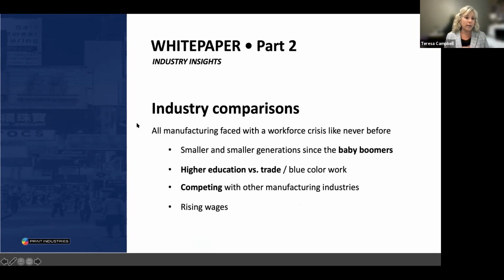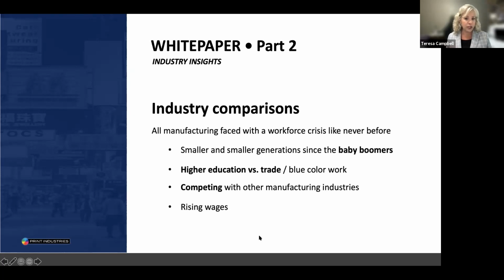Okay, so the second half of the white paper really focuses on industry insights. How does our industry compare with other manufacturing industries, and what are all the factors that we need to look at? As Joe Polanco mentioned earlier, we were already facing a workforce crisis before COVID, and then that turned everything upside down, and it's really not shaken out yet. We have candidates moving among industries, and there's opportunity there, some good opportunities. Some don't want to go back to the food industry that may be interested in the graphics and print industry, but it's bordering on a crisis.